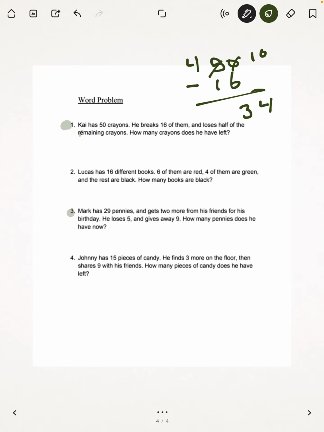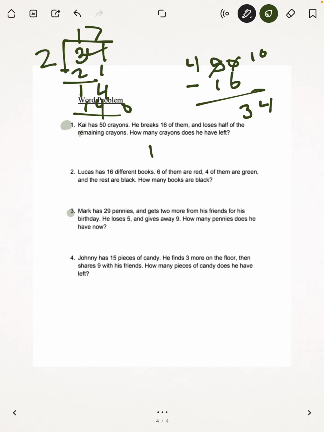But it also says he loses half of the remaining crayons. So right now he has 34 crayons. And then it says he loses half of them. So half is dividing by 2. 2 goes into 3 one time. 2 times 1 equals 2. Subtract it. You get 1. And then just bring this down. 14 divided by 2 is 7. 7 times 2 is 14, and you get 0, so he has 17 crayons left.